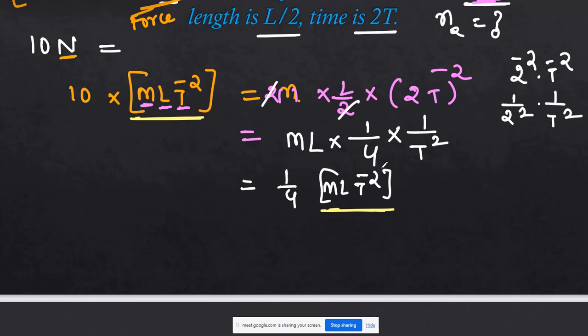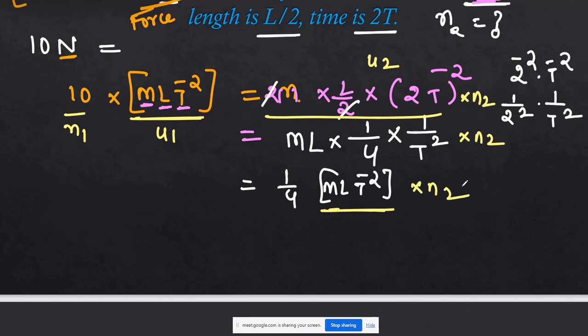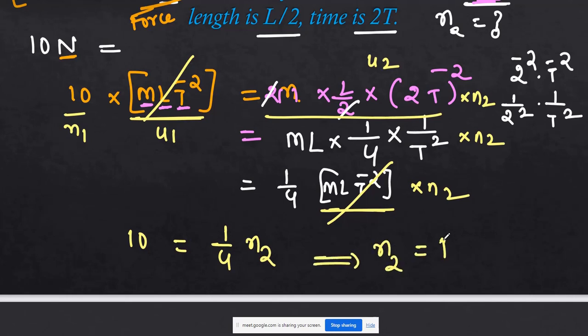Now this is n1, this is u1, and this is all about u2. N2 we just missed it, no? So keep N2 here. N1 U1 is equal to N2 U2. We just took only the dimensional part, we did not take the N2 part. We forgot this. Now what gets cancelled? This gets cancelled. So 10 is equal to 1 by 4 into N2. So what will be the N2 value now? It is 40.